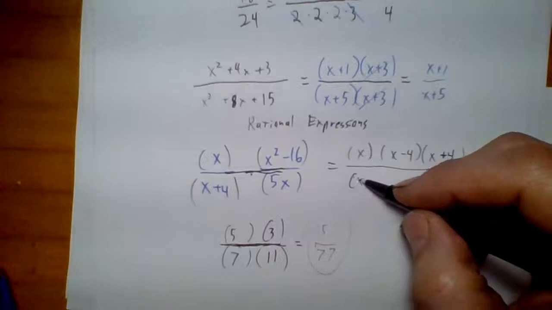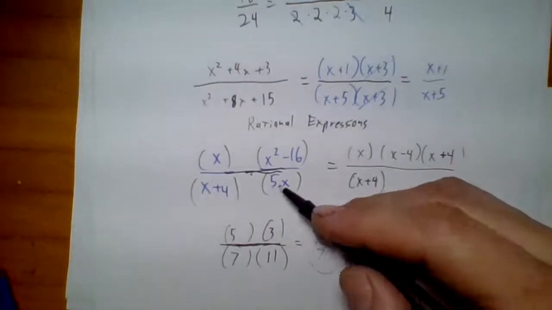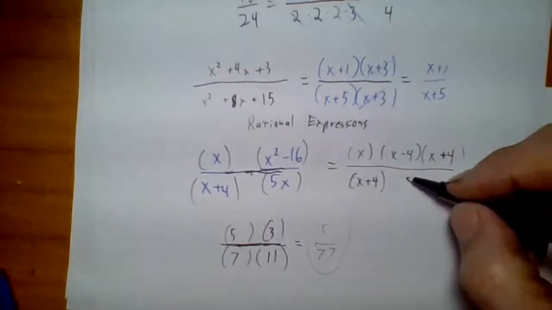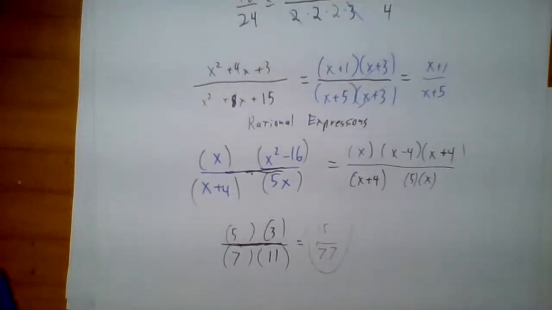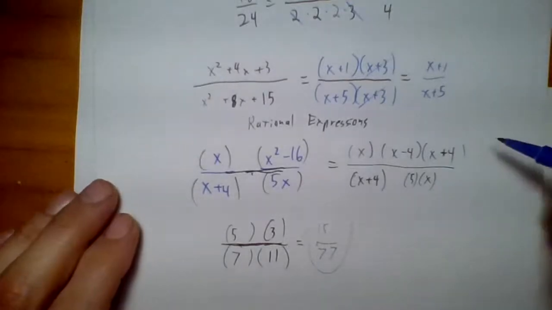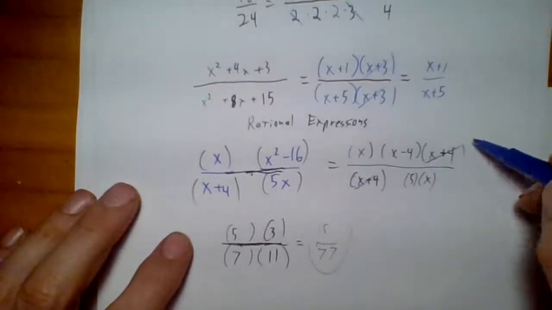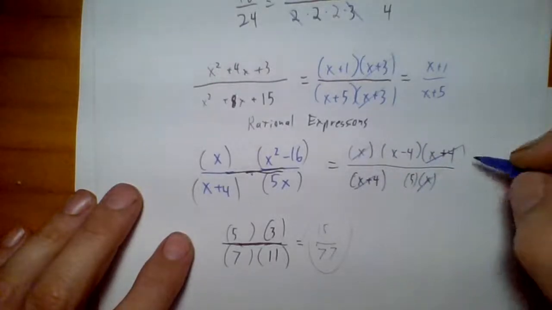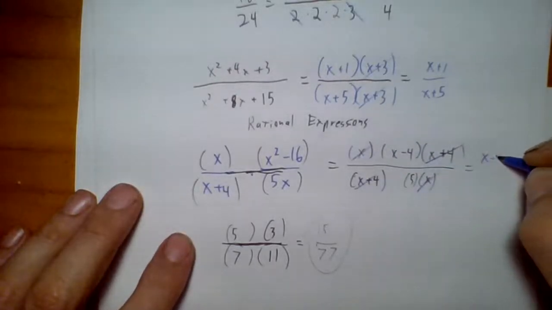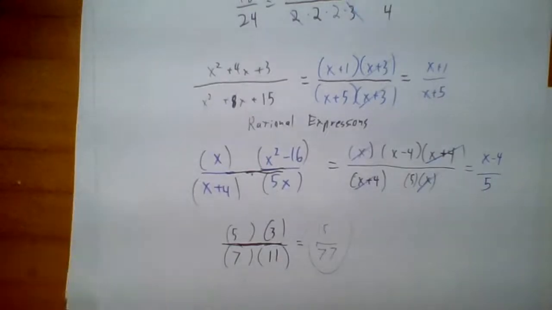X plus 4 is already sitting here. That's already done. 5x, well, that's 5 times x. Those are separate factors, so I could write them this way. That's multiplied. And then I can see, indeed, there are some factors that are in common. So I can cancel common factors from this. I can cancel common factors here. And the simplified form of that answer comes out pretty simple. Goes out pretty short right there.